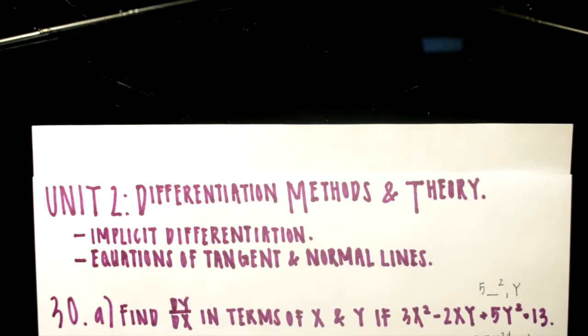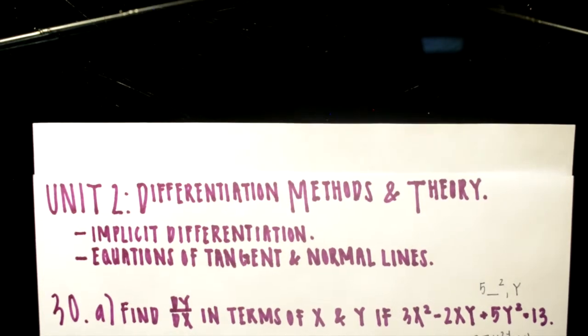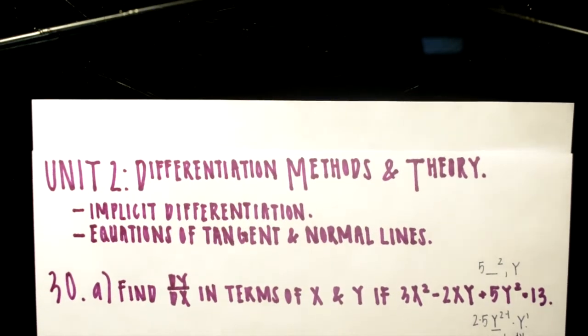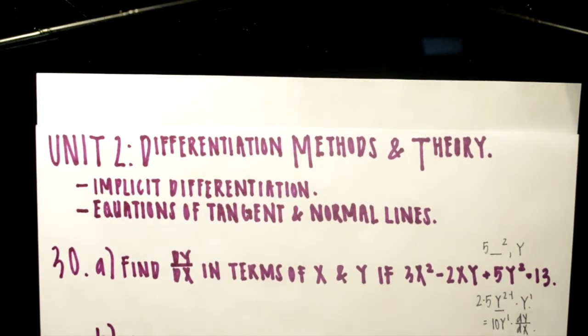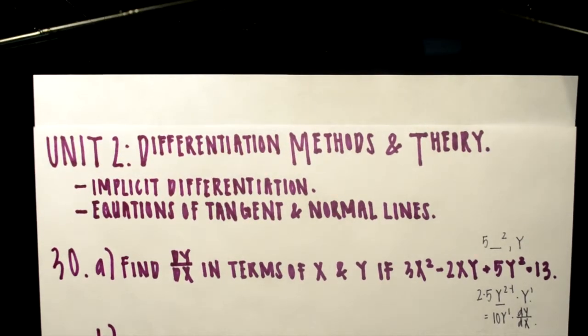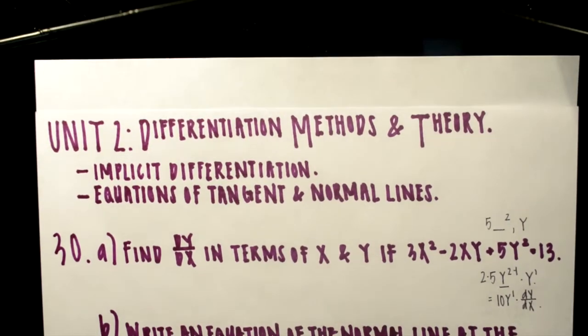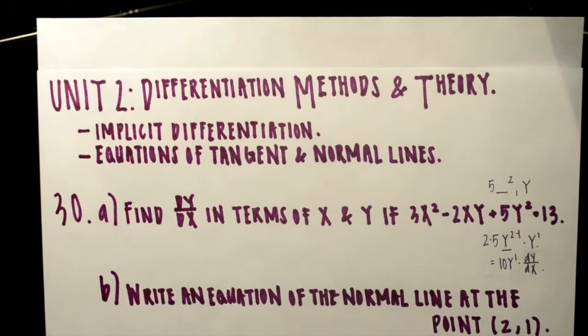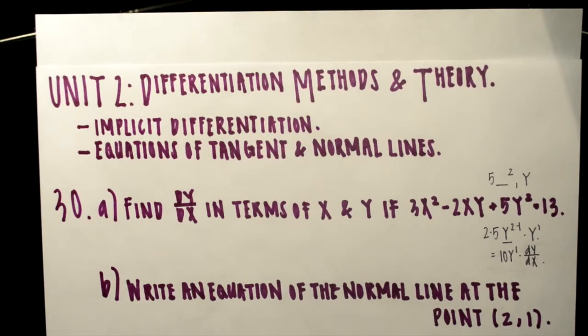But when a function isn't written as y equals some x, we have to use implicit differentiation. This is kind of another way of using the chain rule, allowing us to differentiate functions within functions. On the side, this is just a brief visualization of how we're using the chain rule in implicit differentiation. Now B asks us to write an equation of the normal line at the point 2, 1.